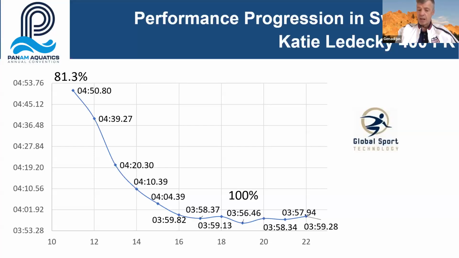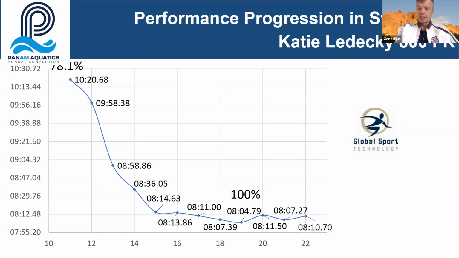And again, she swam really fast, reached best results at age 19, 356.46. At that time it was a world record. That was Rio Olympics. And then her times didn't change or slow down even a little bit. But she still maintains her good results very well, especially in the longer distances.